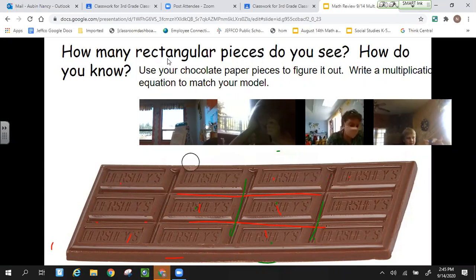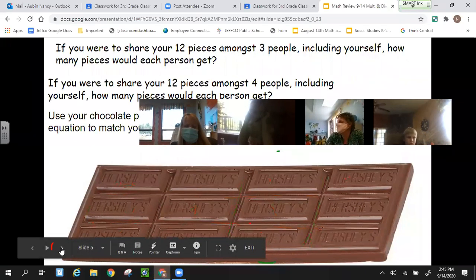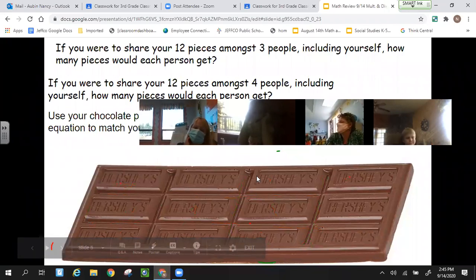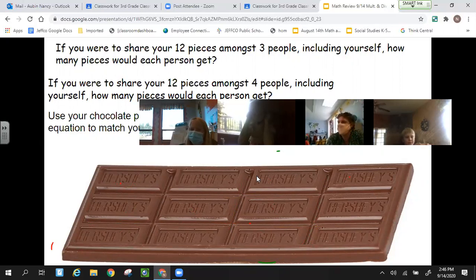Now we know we have how many pieces? We have 12. So guess what? Since our learning target is talking about the relationship between multiplication and division, what do you think we're going to do with these pieces? Divide them. So now, if you were to share your 12 pieces amongst 3 people, including yourself, so that's you plus 2 more, how many pieces would each person get? That's what I want you to do first.